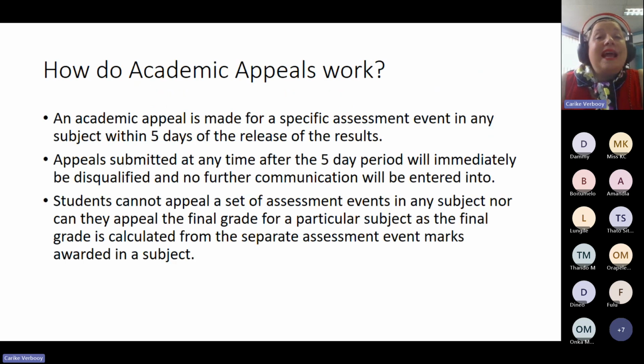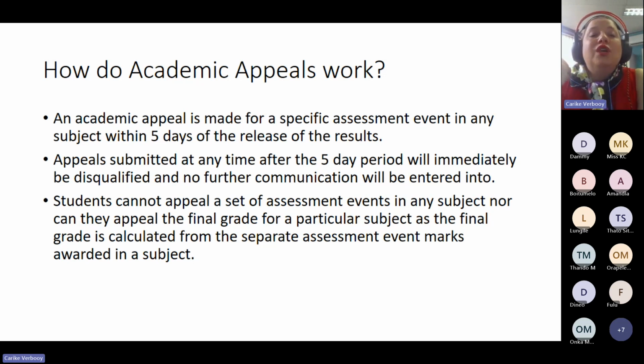So how do you log an academic appeal? An academic appeal must be logged within 5 days of the release of the results. Results are releasing today. We are giving you 5 days, hence the closing date for appeals is the 12th of December. Any appeals submitted after the 12th of December, we will disregard immediately because it's after the closing date. You cannot appeal a set of results or a set of assessments. An academic appeal is just for a specific summative assessment. So you're looking at the specific assessment and you are appealing something about that assessment.